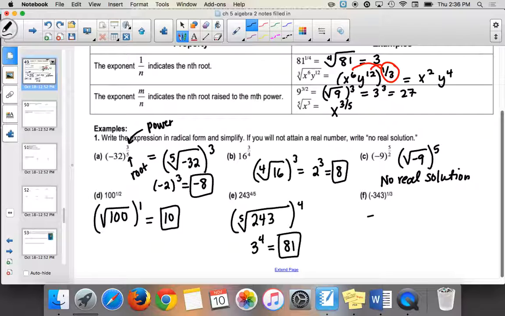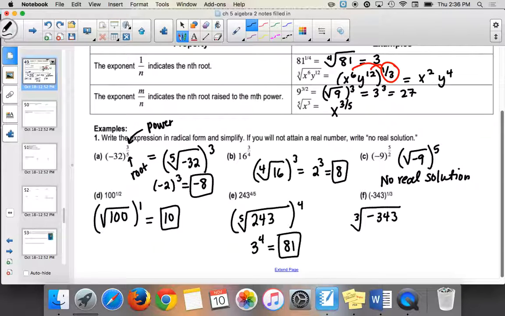All right, so negative 343 to the 1/3. So it's going to be the cube root of negative 343. So this one does work. There's a solution. Yeah, it is. Good. So Natalie says 7. So if you're guessing and you're like, okay, well, let's start with 5. Do you guys all know 5 times 5 times 5? 125. So it's bigger than that, right?